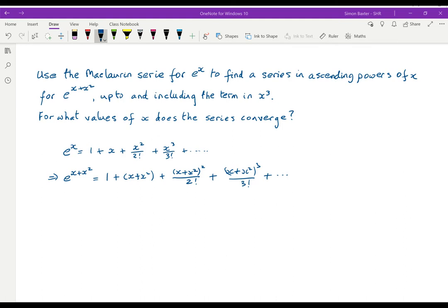Now it's a case of expanding. This is 1 plus x plus x squared, plus, if I square the top, I get x squared plus 2 times x cubed. And the next term, I'll put it in, is going to be x to the 4, but I'm not going to need it. Divided by 2 factorial, plus, now with the cube one, I've got x cubed, plus everything else is going to be x to the 4 or greater. So I can ignore everything that goes up there.